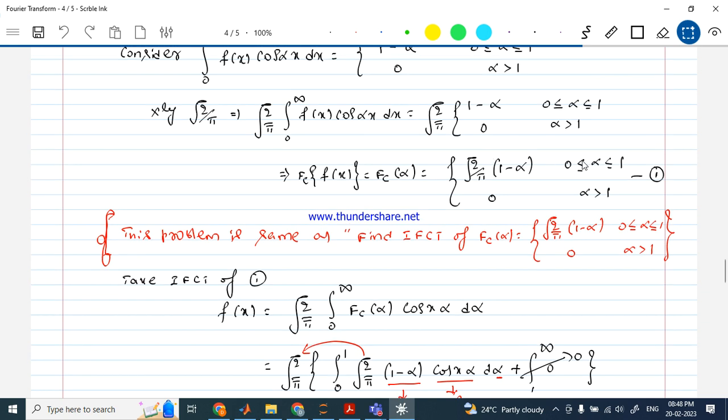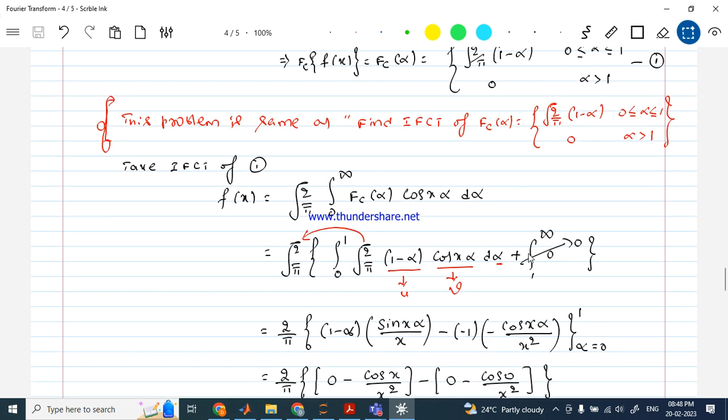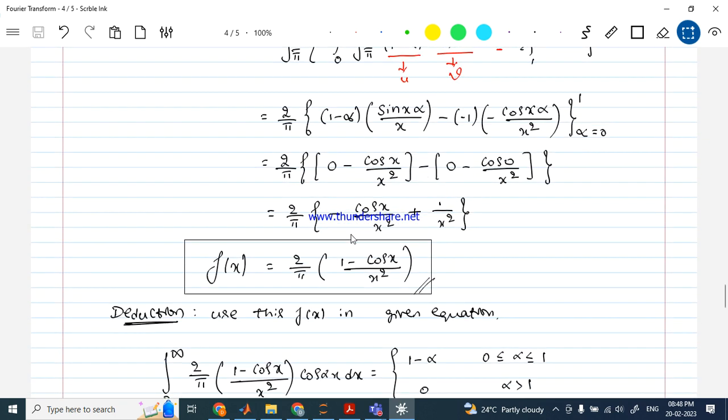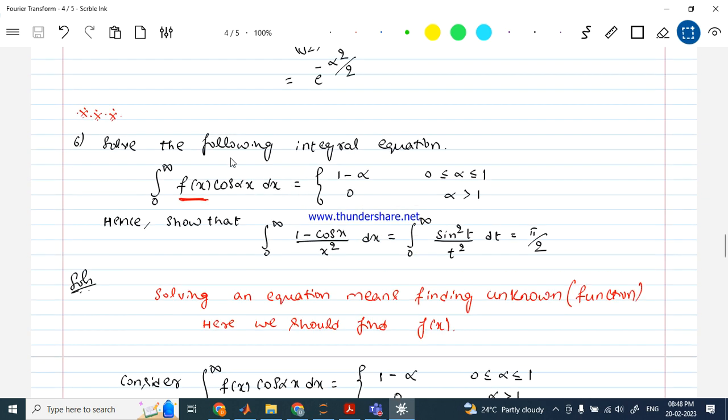Substitute the function: from 0 to 1 it is square root of 2 by pi times (1 minus alpha). From 1 onwards it is 0. Integrate it by Bernoulli's integration and substitute the limits. It will give us f of x. So this is the value of f of x for which the value of this integral becomes this expression.